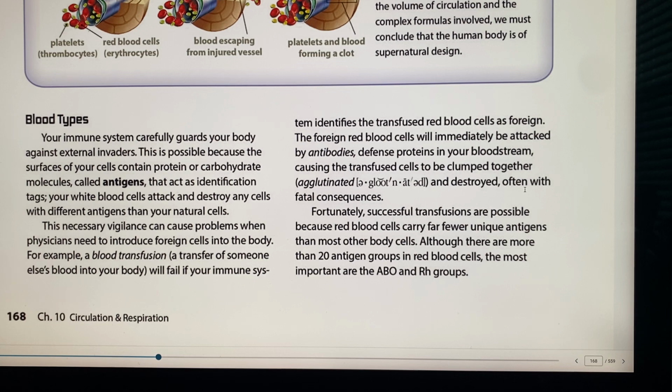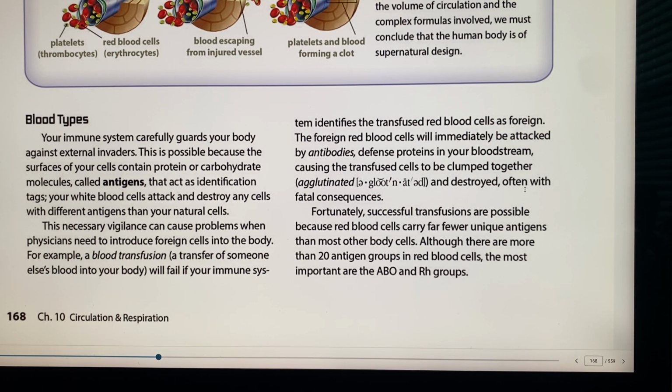Well, blood types. See, the surface of cells contain these little things called antigens, and antigens are identification tags of proteins and carbs. And antigens react against invaders in the immune system. So an antigen will put off these antibodies so that basically they can attack any foreign bodies that come in.